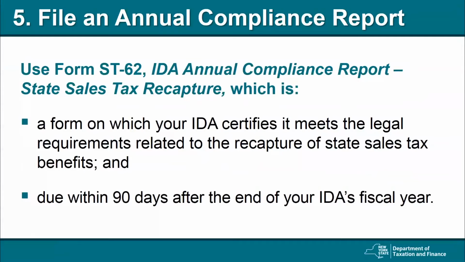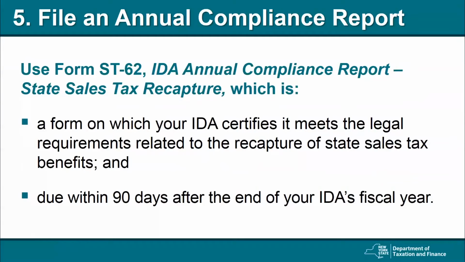Obviously, we have another form for this. We like forms, and this compliance report is filed using our ST-62, the IDA Annual Compliance Report for state sales tax recapture. On the form, it's basically a series of check boxes. The IDA certifies that it meets the requirements related to recapture of state sales tax benefits. The due date for this is 90 days after the end of the IDA's fiscal year. It's mailed to the IDA unit, same as before. The address is on the form.